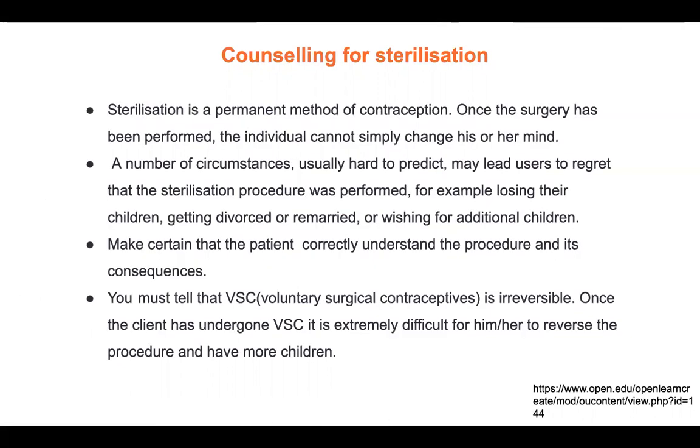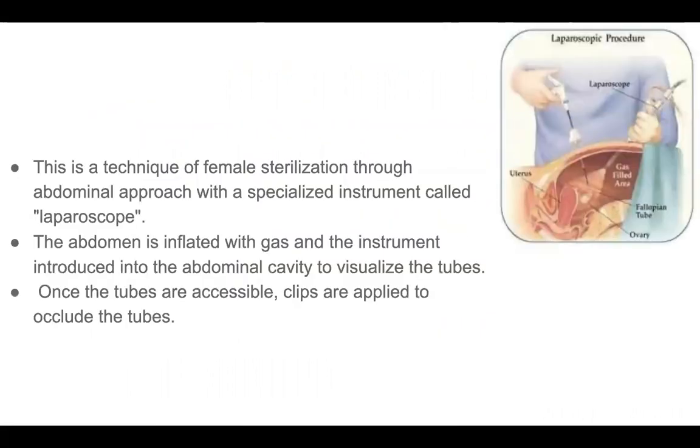Female sterilization procedure. First, we discuss the laparoscopic procedure. This is a technique of female sterilization through an abdominal approach with a specialized instrument called a laparoscope. The abdomen is inflated with gas and the instrument introduced into the abdominal cavity to visualize the tubes. Once the tubes are accessible, clips are applied to occlude the tube.